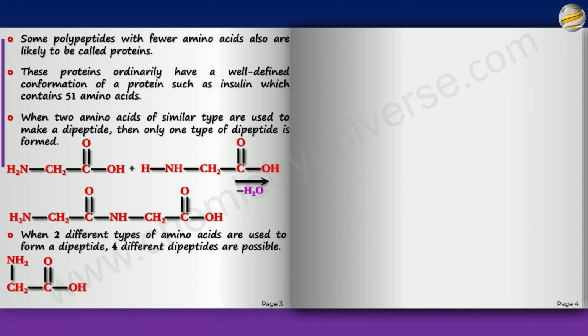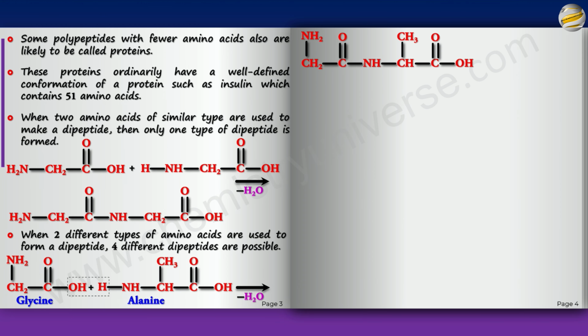So if I have glycine and alanine, I can use this water up and I'll get something like this. So I can get a Gly-Ala. I will always write that one first whose COOH is used. On the left side, you will always write the one whose COOH is used. Or you can write it like this.